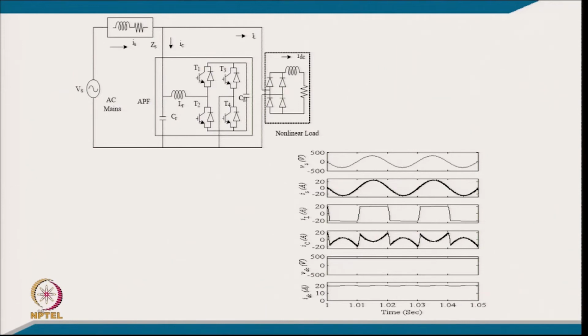We have a non-linear load with diode rectifier with the RL load and constant current on this side, and this is the shunt filter in parallel with the load, whose very purpose is harmonic elimination. So, you can see the supply voltage and supply current are in phase, and this is the load current. The difference of these two is generated by the shunt active filter, where the voltage of the DC link is regulated. This is the DC link voltage of the shunt active filter, and this is the load current. You can clearly see that it is constant, and that is the reason it is a square wave.